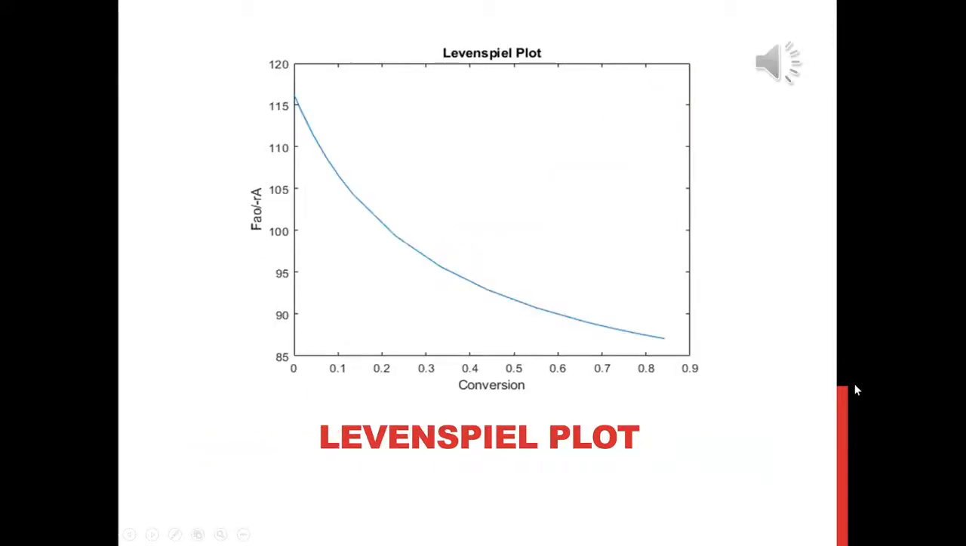The Levenspiel plot revealed something interesting. We chose to use a packed tubular reactor in our process, but we can see that the area under the curve, which represents the weight of catalyst needed, would be reduced if we were to use a fluidized CSTR instead. This would be something to keep in mind when actually designing a process.